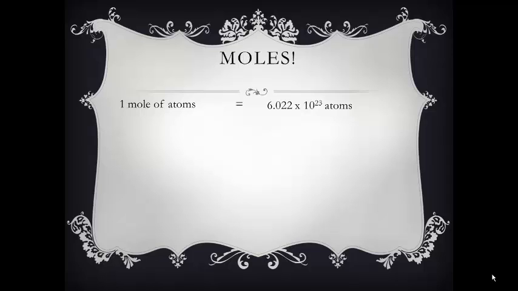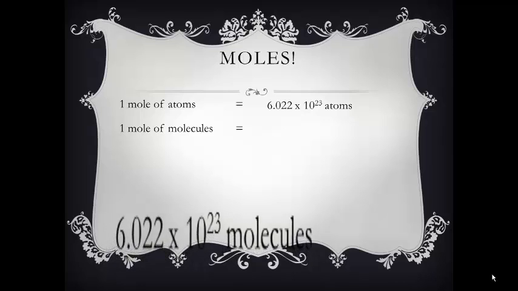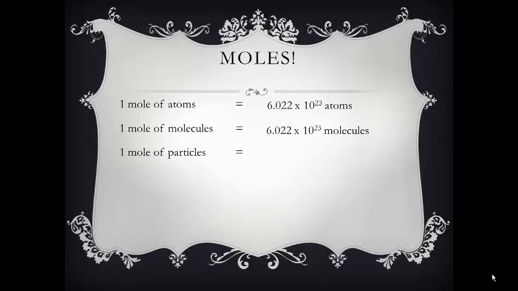Just like if you had a dozen cookies, dozen means 12. A mole equals 6.02 times 10 to the 23. If you have a mole of cookies, that's a lot of cookies. 6.022 times 10 to the 23 cookies. But we're not dealing with cookies, we're dealing with science. Molecules. 6.022 times 10 to the 23 molecules.